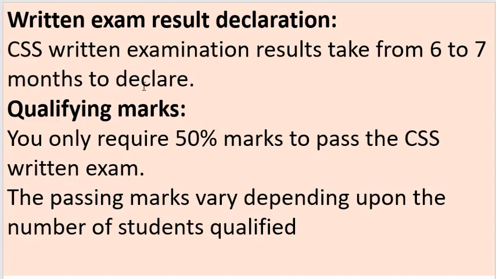Now the written exam result declaration. CSS written examination results take 6 to 7 months to be declared. For the qualifying marks, you only require 50% marks to pass the CSS written exam. The passing marks vary depending upon the number of students qualified.